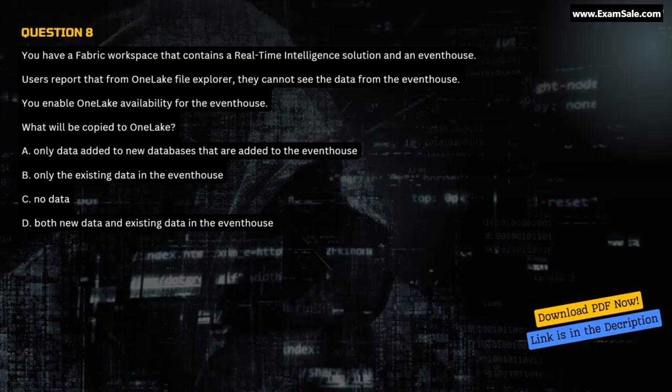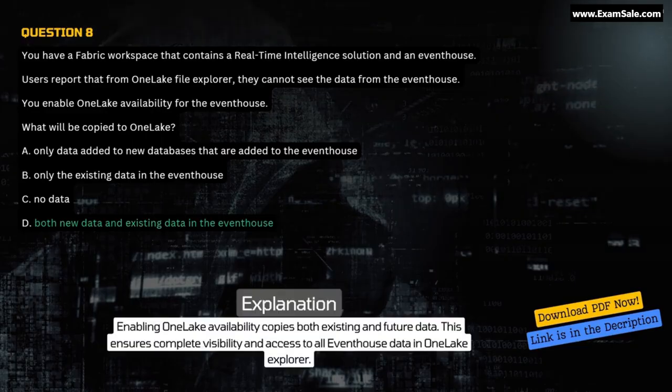A. Only data added to new databases that are added to the event house. B. Only the existing data in the event house. C. No data. D. Both new data and existing data in the event house. Correct answer D. Both new data and existing data in the event house. Explanation. Enabling OneLake availability copies both existing and future data. This ensures complete visibility and access to all event house data in OneLake Explorer.